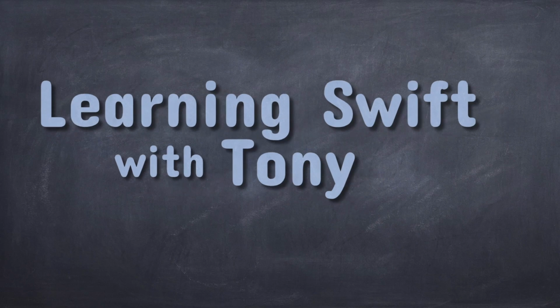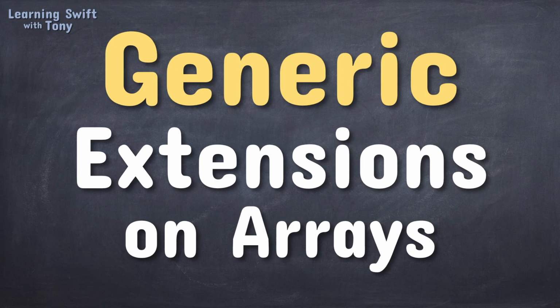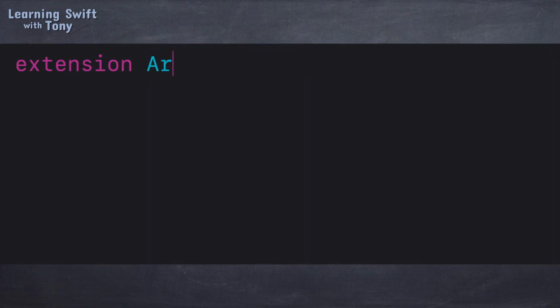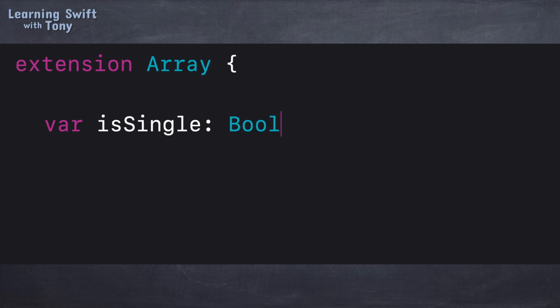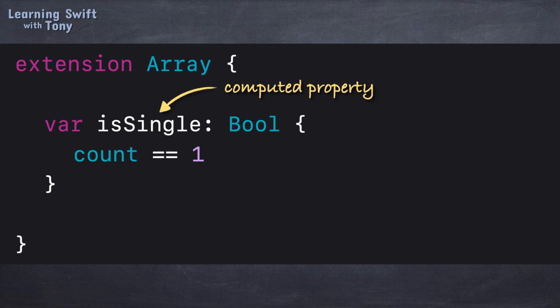So what are generic extensions on arrays? Let's discuss. We learned last time that since arrays are actually structs under the hood in Swift, we can write extensions on arrays in order to add new custom functionality. Here we have isSingle from last time, an example of a computed property added to arrays through an extension.